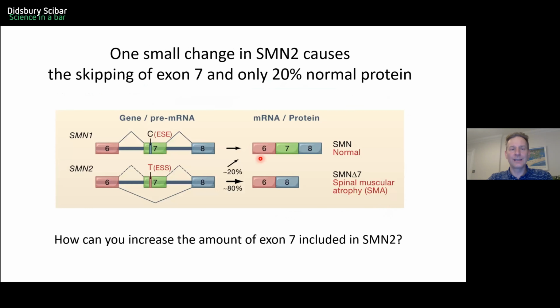Now I'll go through this quickly, but the difference between SMN1 and SMN2 is only one bit of the DNA. So there's a C here and a T there. But what this T does is it gives only 20% normal protein with the exon 7 in here. When you get this T change, exon 7 is now skipped. So what researchers are trying to do, and I've done, is think of ways to increase the amount of exon 7 included in this SMN2 to make more of this normal SMN protein.